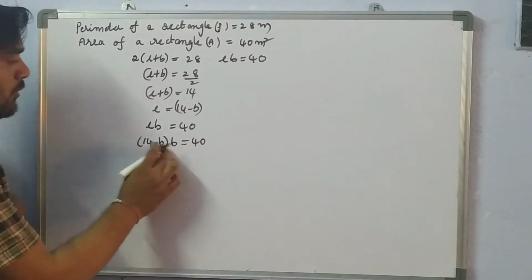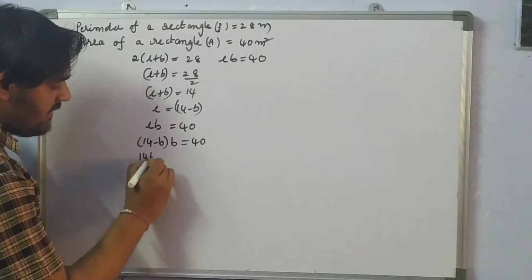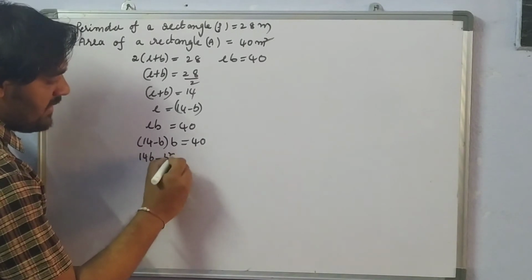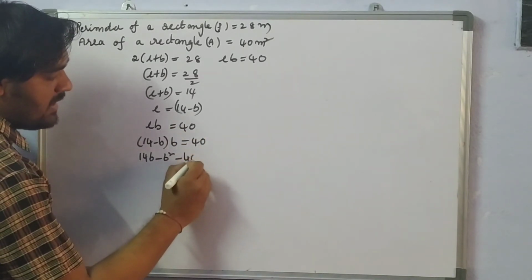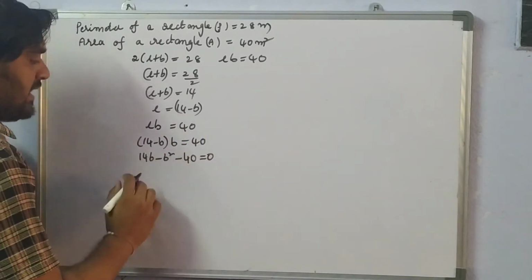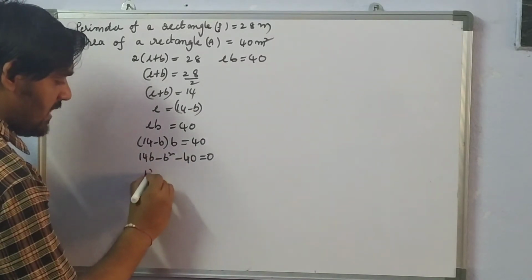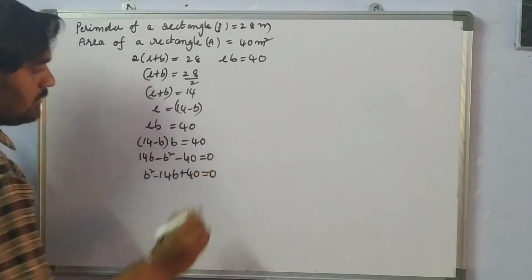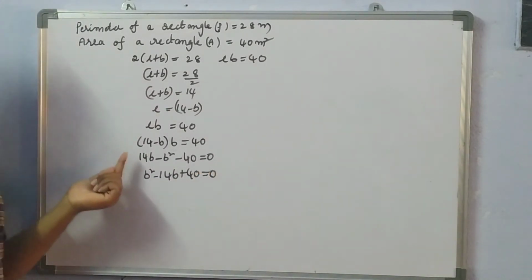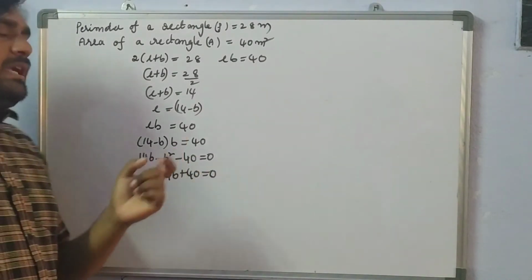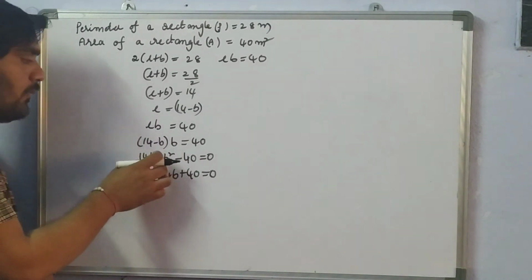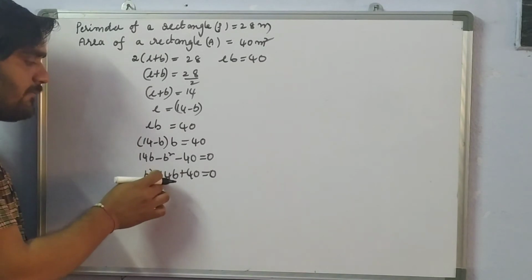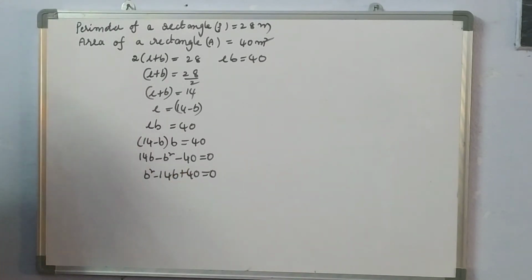Now 14 into B, 14B, minus B into B, minus B square. So you will get minus 40 is equal to 0. This can be written as B square minus 14B plus 40 is equal to 0. See here, each and every term I multiplied with minus, so that 14B minus B square minus 40 is equal to 0 will become B square minus 14B plus 40 is equal to 0.